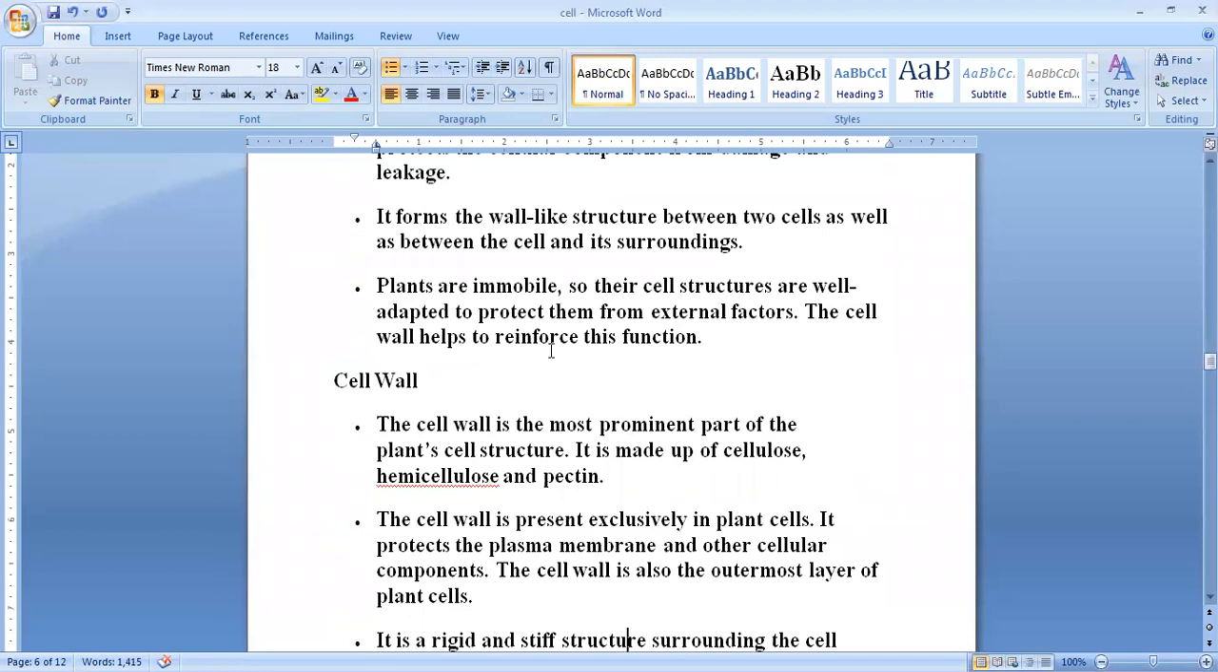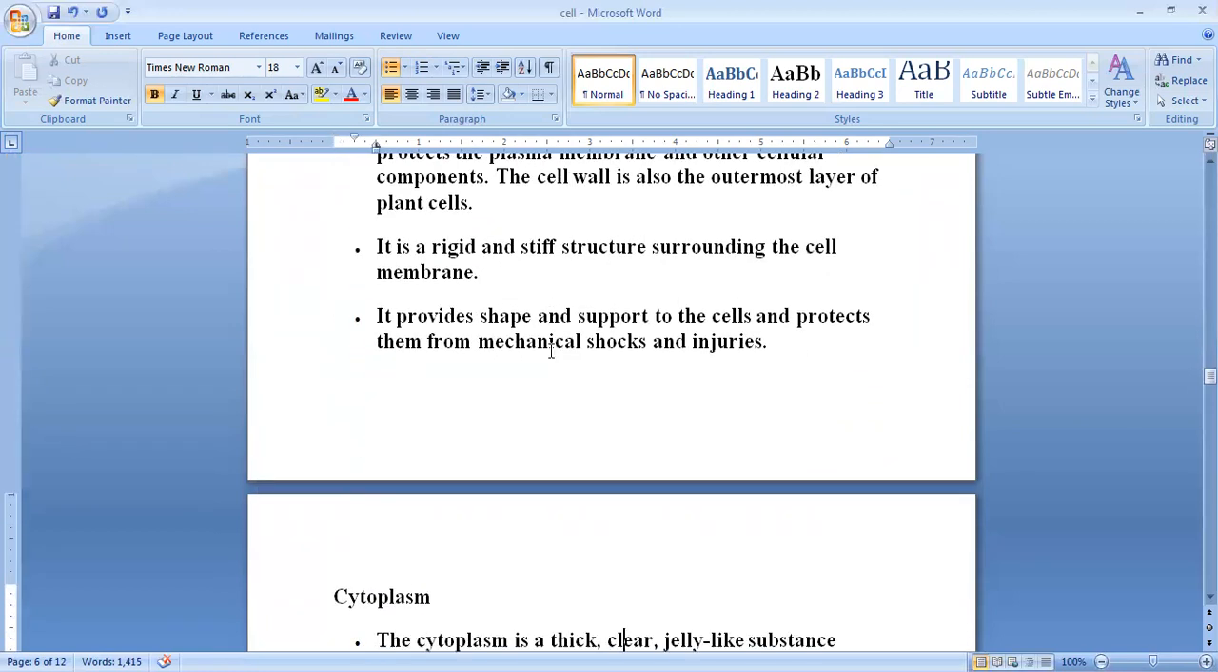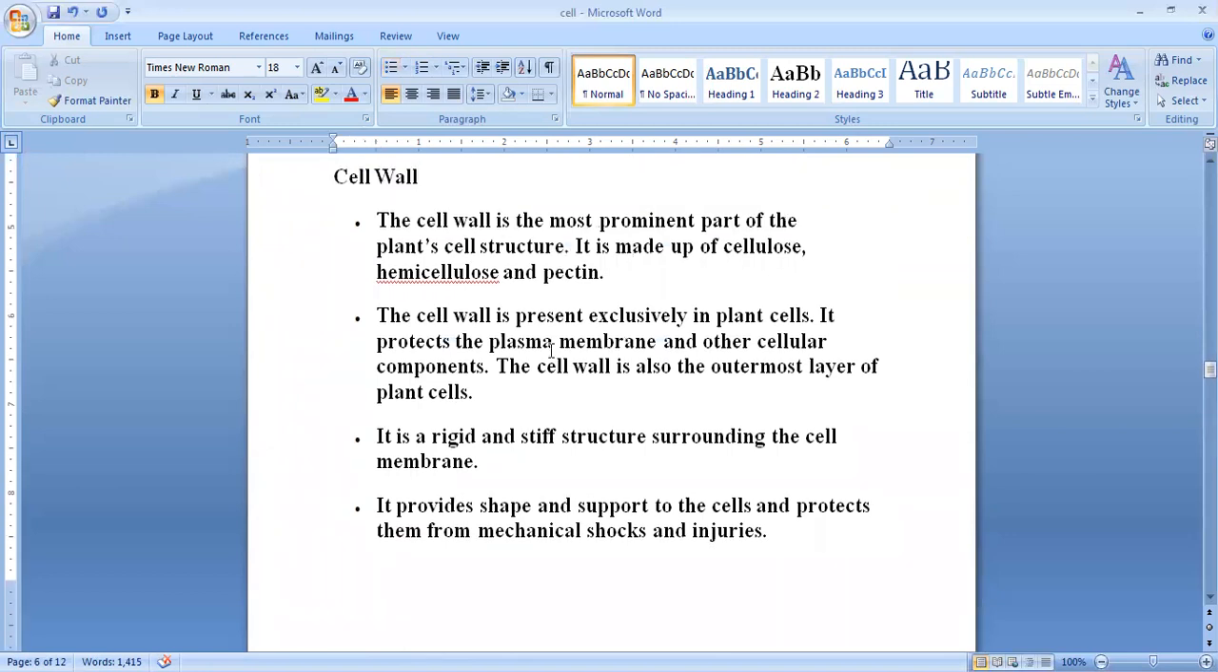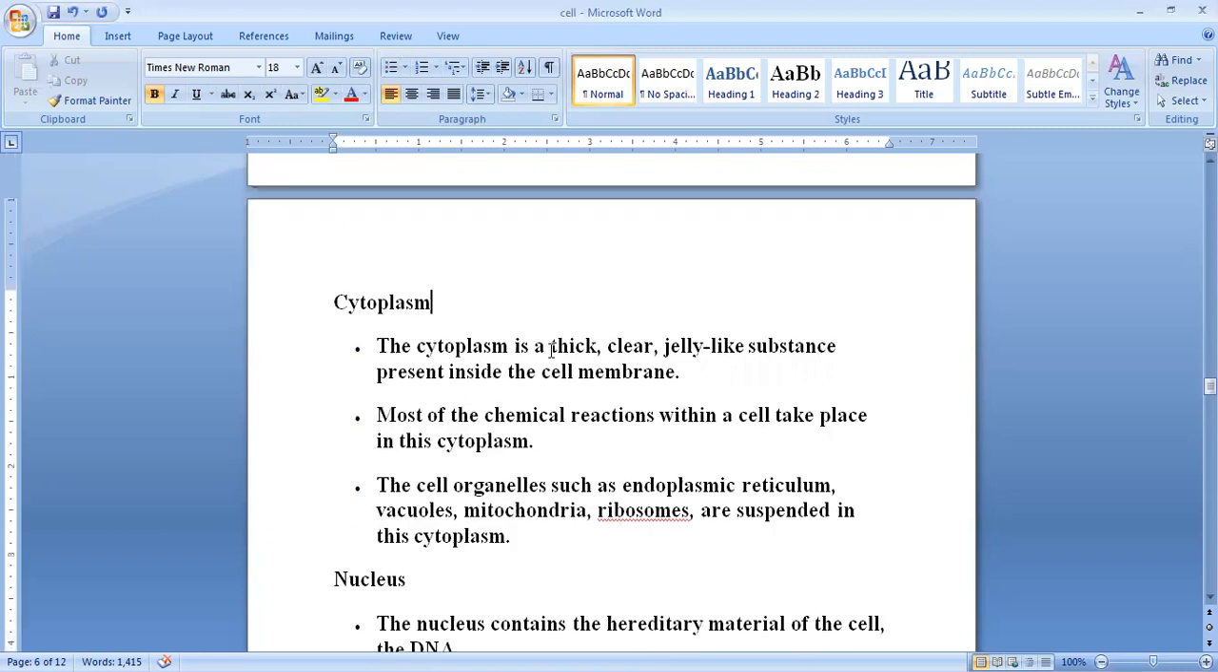After the cell membrane, we have the cell wall. Now it is present only in the plant cell. It is made up of cellulose, hemicellulose and pectin. It protects the plasma membrane and other components and is the outermost layer in the plant cell. It is rigid and stiff in structure. It provides shape and support to the cells and protects them from mechanical shock and injuries.